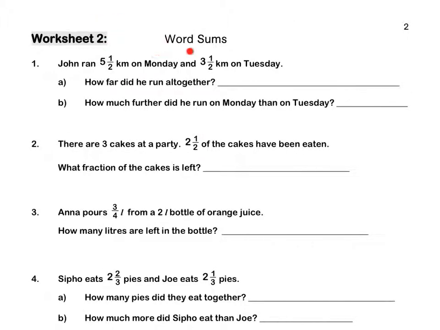Worksheet 2, word sums. Question 1. John ran 5 1/2 kilometers on Monday and 3 1/2 kilometers on Tuesday. How far did he run altogether? We're going to add the two. 5 1/2 plus 3 1/2. 5 plus 3 is 8. 1/2 plus 1/2 is 1. Therefore, 9 kilometers in total.